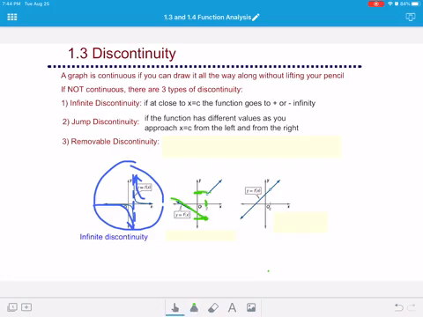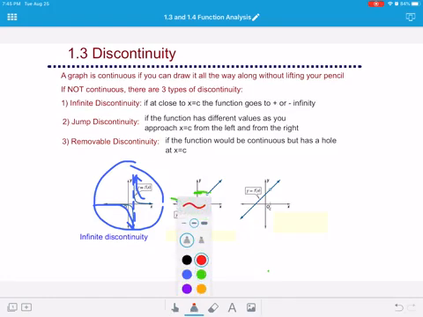And your final one is a removable discontinuity. They're sometimes called holes, but the proper name is removable discontinuity. A function has a removable discontinuity if it looks like it would be a continuous line, but there's one little hole just hanging out there at a particular x value. If that hole wasn't there, that graph would have looked like a straight line. It would have looked like it was continuous.